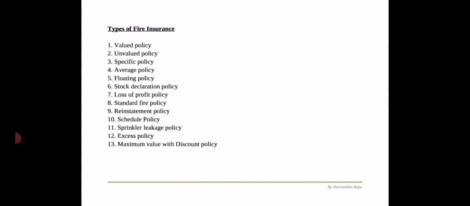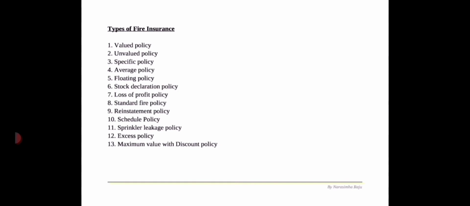For example, if a policy is taken for 20,000 upon a building whose value is 1 lakh and a fire occurs causing the amount of loss 20,000, the insurance company will pay the whole amount of loss of 20,000 irrespective of the fact that the building was insured for 1/4 of its value.